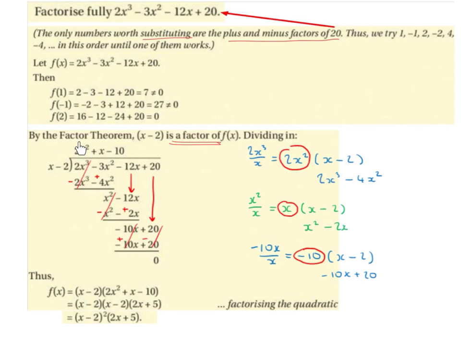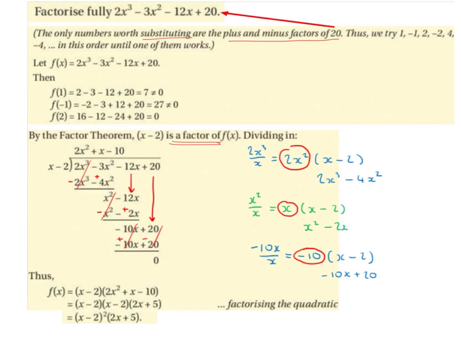Then we multiply the 2x squared by x minus 2, which gives us 2x cubed minus 4x squared, which goes under the bus stop. Then we change the signs. I've written the new signs in red. These cancel, and minus 3x squared plus 4x squared leaves us with x squared. We bring down the minus 12x, and we repeat the process.